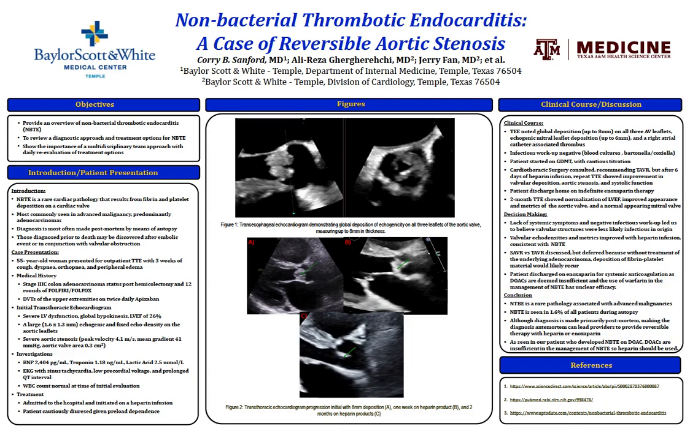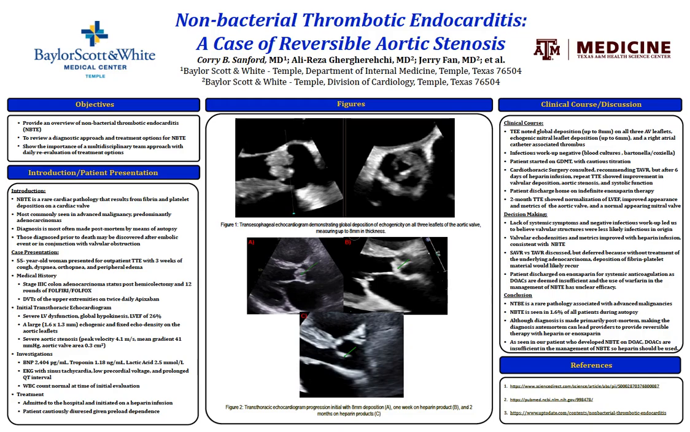During hospitalization, a transesophageal echocardiogram noted again global deposition up to 8 millimeters on all 3 AV leaflets, an echogenic mitral leaflet deposition, and a right atrial catheter-associated thrombus. Infectious workup, including blood cultures as well as serologies, were negative. The patient was started on guideline-directed medical therapy.